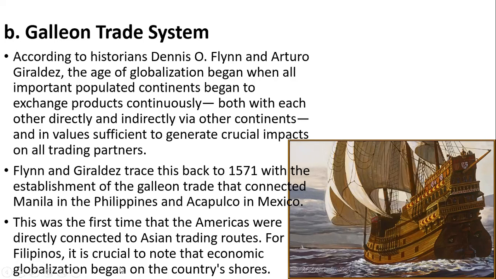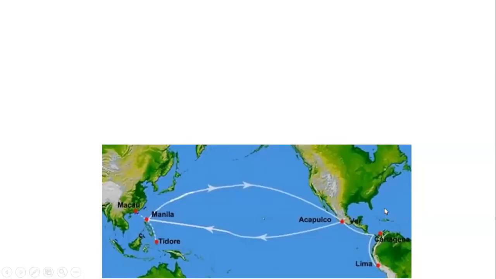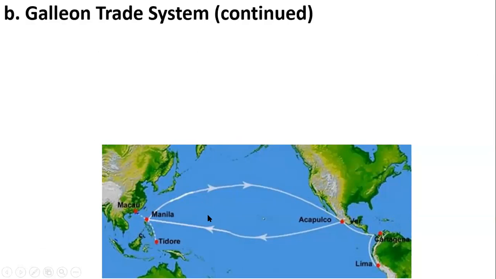It is crucial to note that economic globalization began on the country's shores. It happens in the seas or ocean, using this tool or vehicle, the boat. So from Manila, Philippines, it will move to Acapulco, Mexico, using this ocean, sa karagatan.